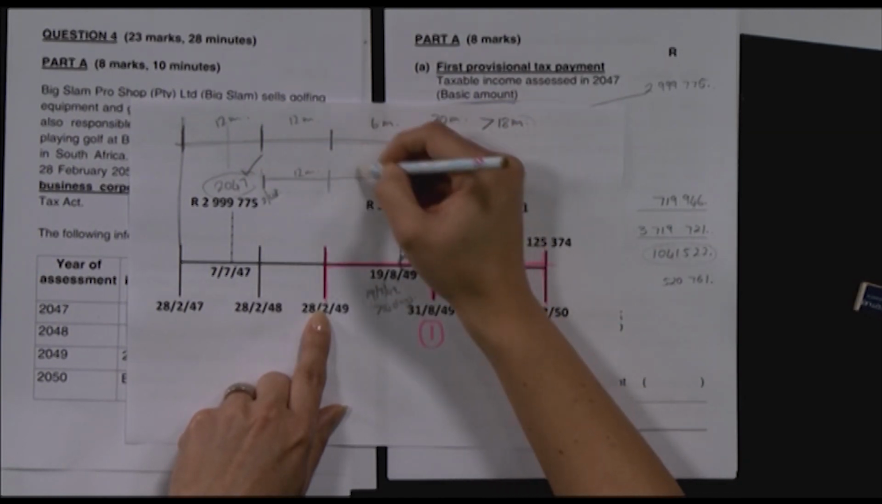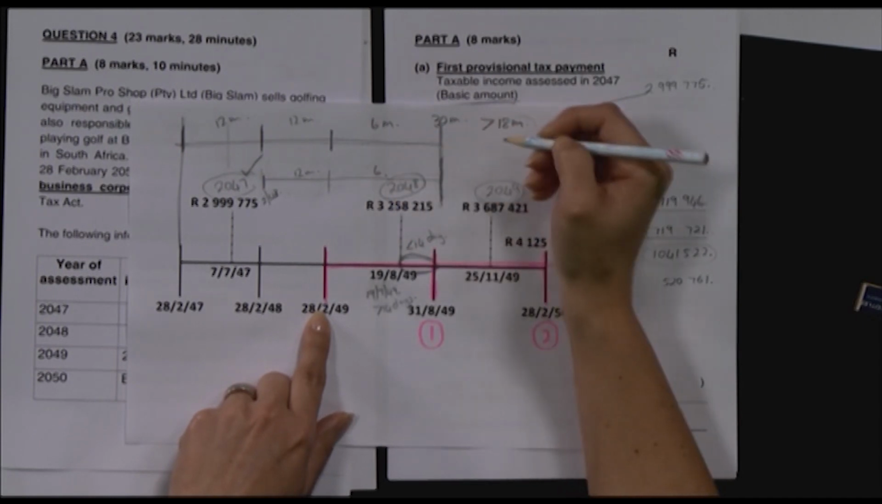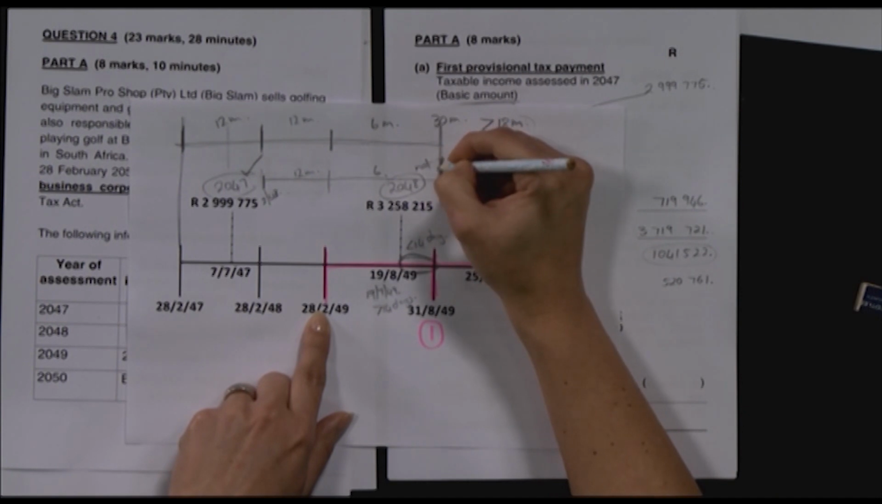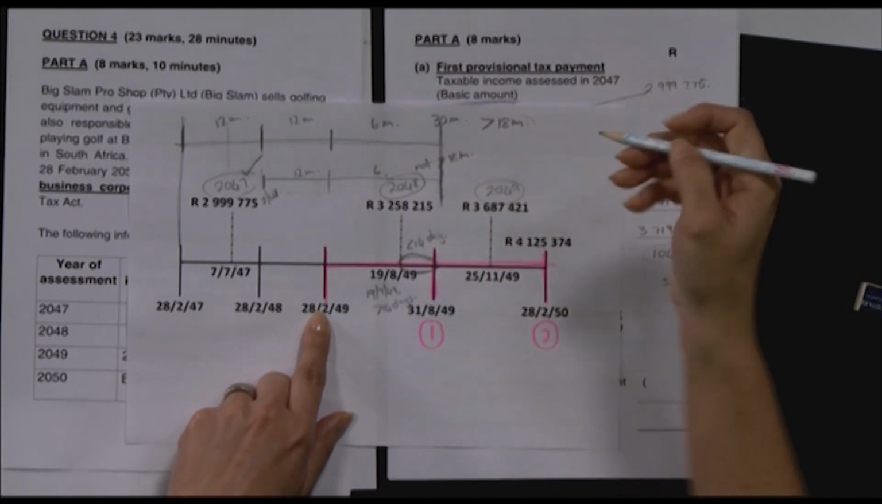So for this specific scenario, I will actually not increase by 8% because it's not more than 18 months. So in a scenario like this, I will purely use the assessment amount for the 2048 year and then multiply by 28% and then by 50%. I will not increase the amount by 8%. So now let's look at the second provisional payment.